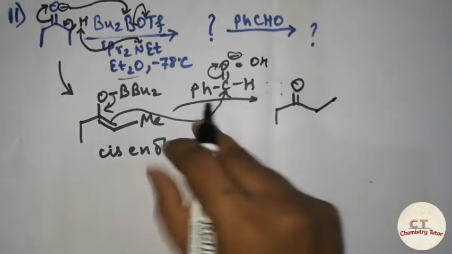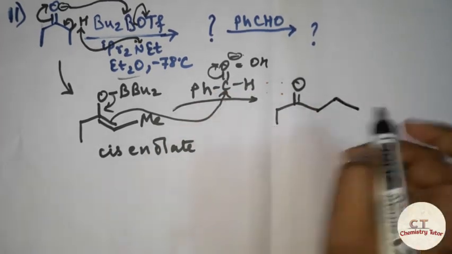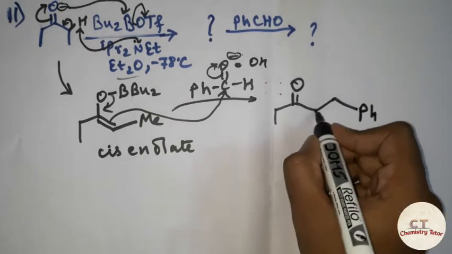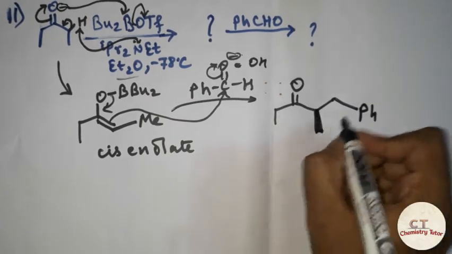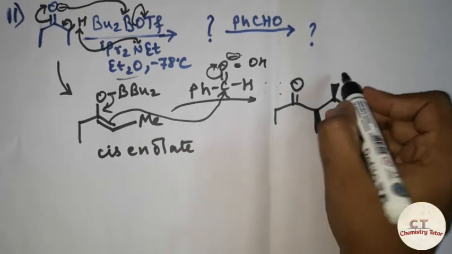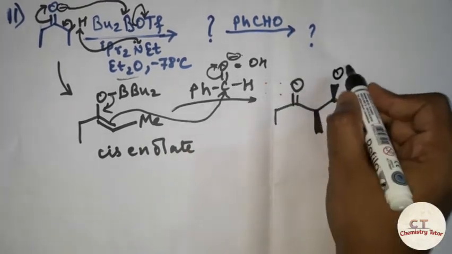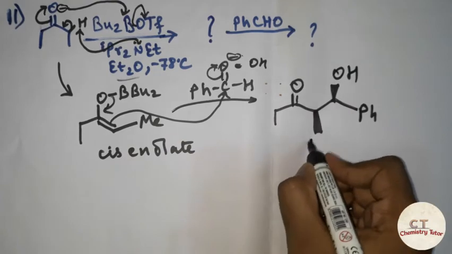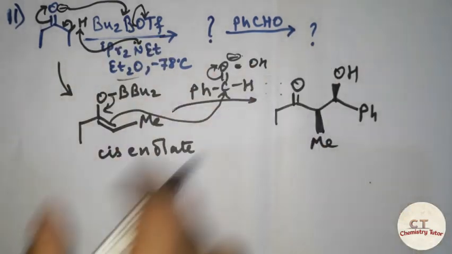So here first of all carbon is attached, then Ph. Now these two groups, either you write them above the plane or below the plane, they are going to be on the same side, that is seen, okay. So here OH will be formed and here the methyl group is there. So this is the product of this reaction.